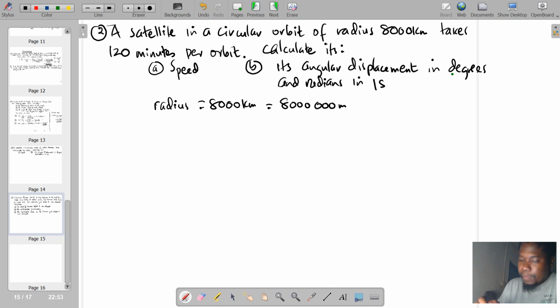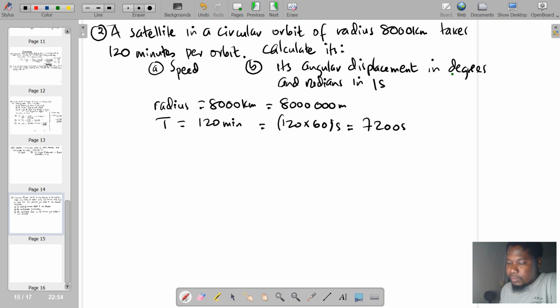The second thing we're given is the time per orbit. This is literally the time period, capital letter T, which is 120 minutes. Let's convert that to seconds. It's 120 times 60, so the whole thing will be in seconds. That's 7,200 seconds. Okay, so that's the information that I've been given.